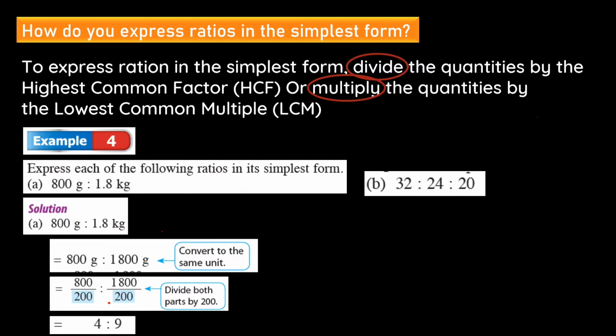Let's look at B. B is 32 ratio 24 ratio 20. First thing we need to do is find the HCF. Since these numbers don't have any units, we don't need to worry about converting to the same unit. So we can just find the HCF, the highest common factor, for these numbers. We do the repeating division.